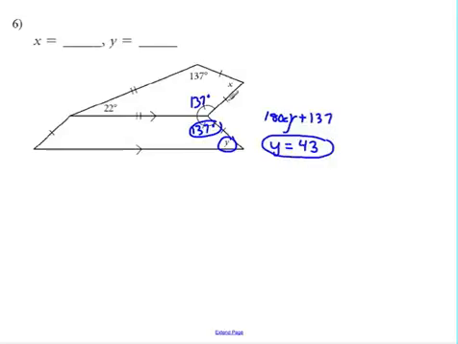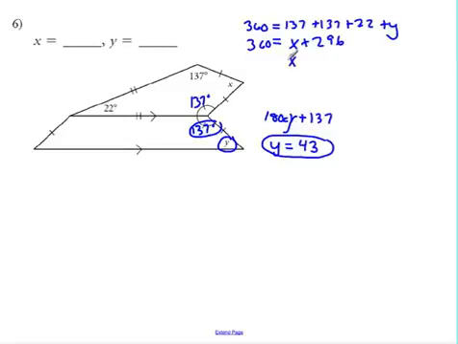In order to figure out the measure of X, we have to sum together the interior angles of this kite. Remember, the interior angles of any quadrilateral, including a kite, are going to equal 360 degrees. So we'll say 137 plus 137 plus 22 plus Y. When you sum these together, you'll get X plus 296 equals 360 degrees. You subtract 296 from both sides, and X should equal 64 degrees. 64 here, and Y would be 43. Just make sure they're on the line.